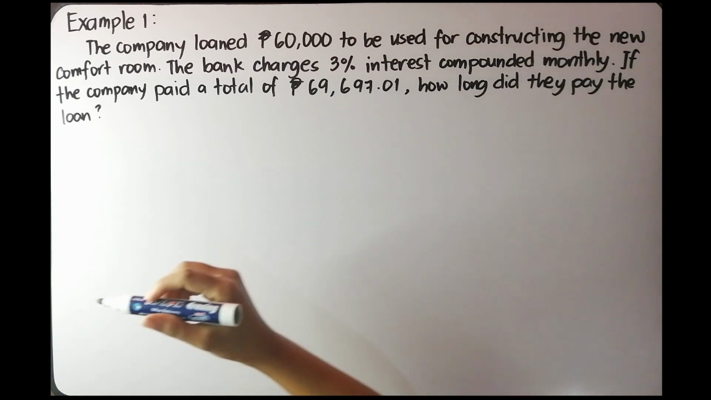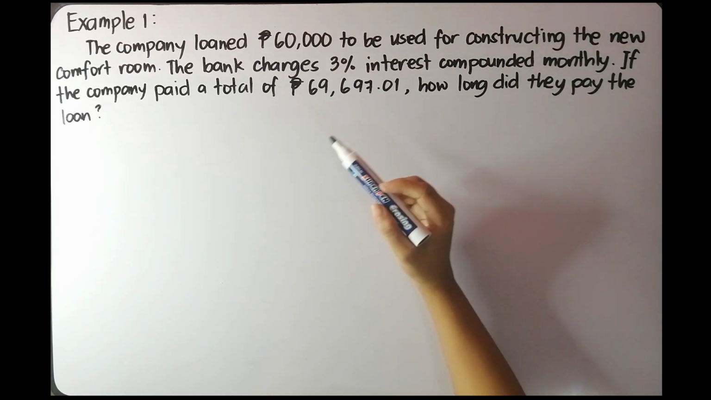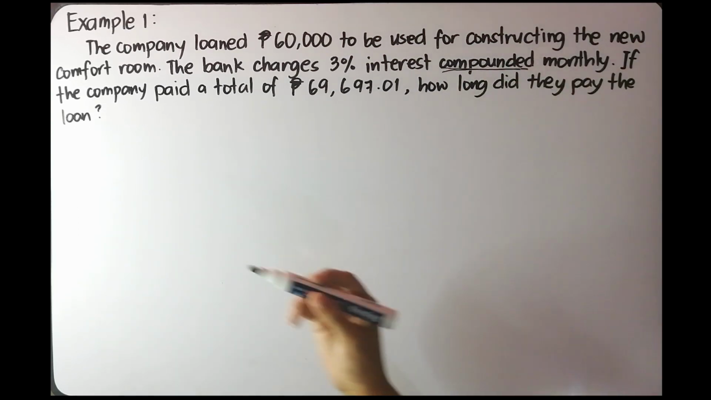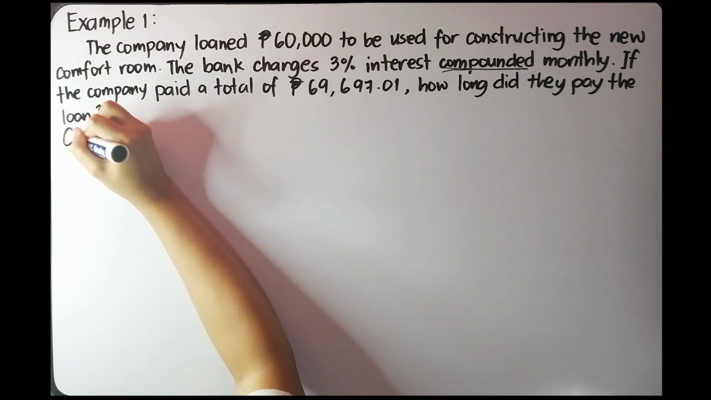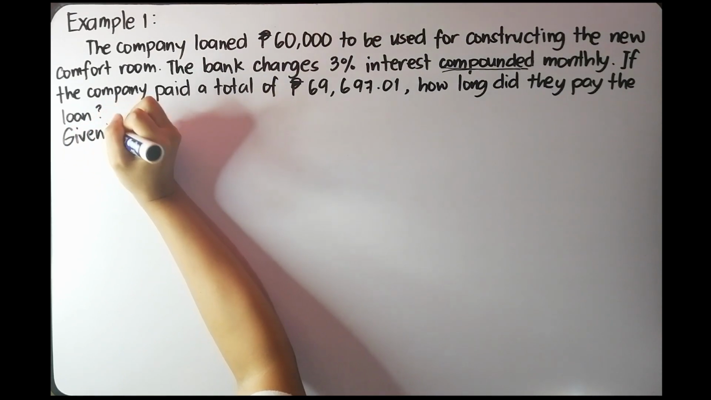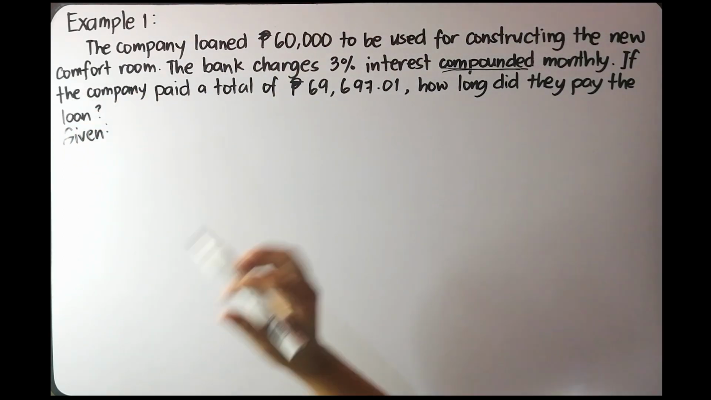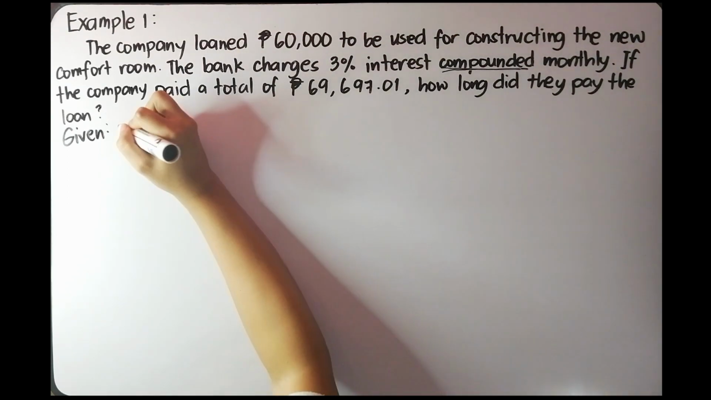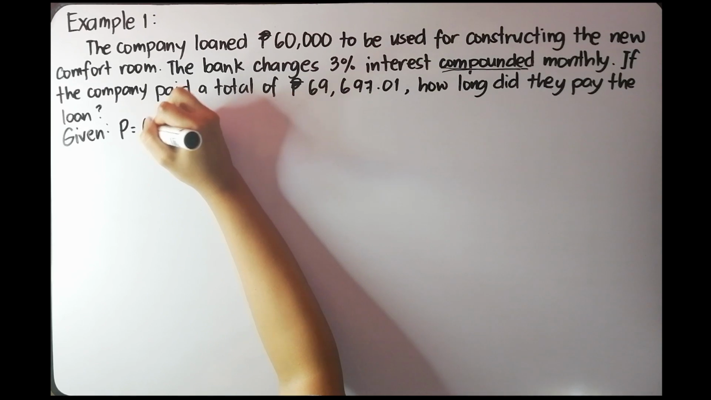So we have a problem involving compound interest. We have this clue word, compounded monthly. First, let's identify the given values. We have here the loan, so this is the principal amount, which is 60,000.